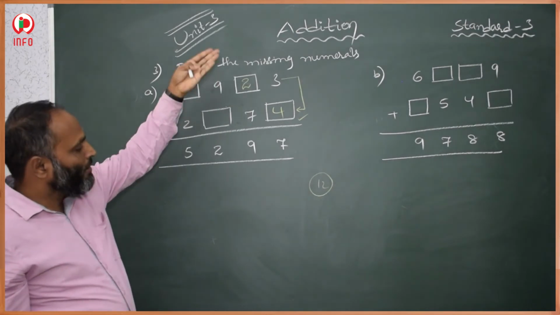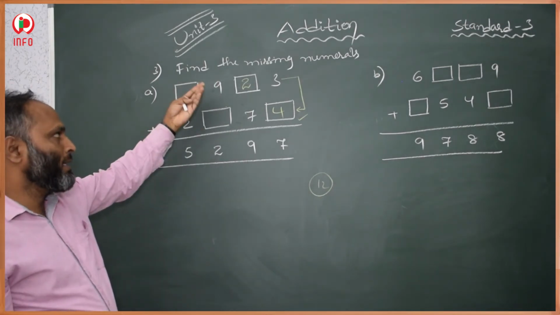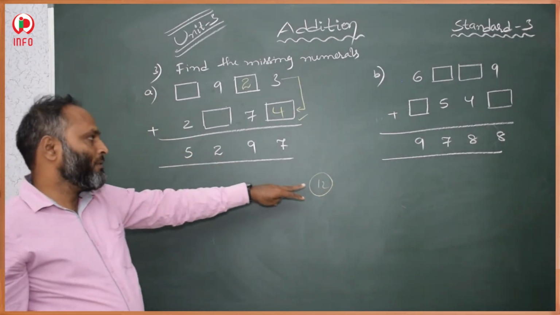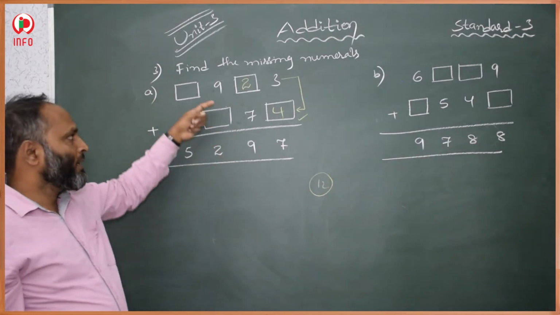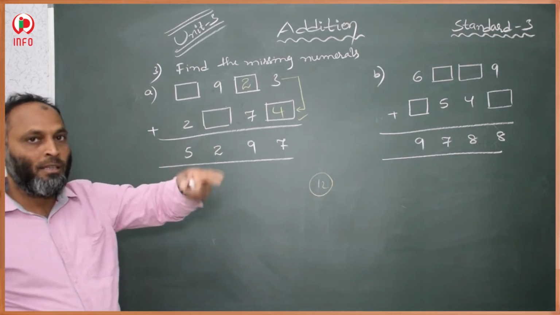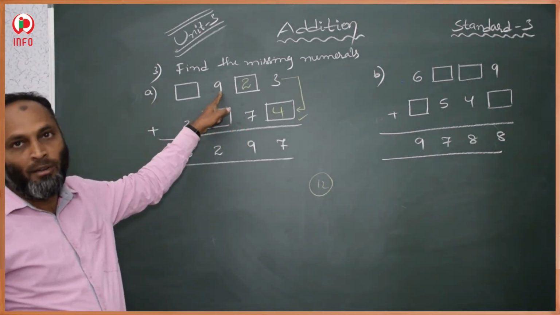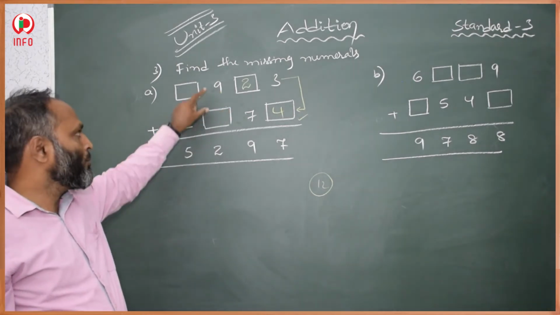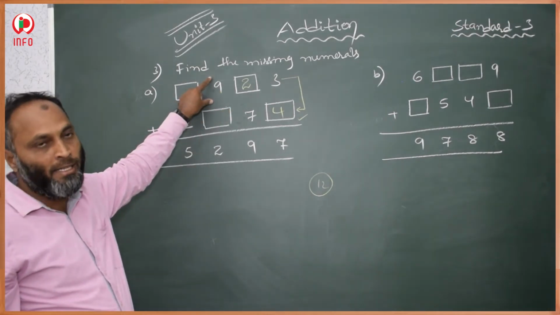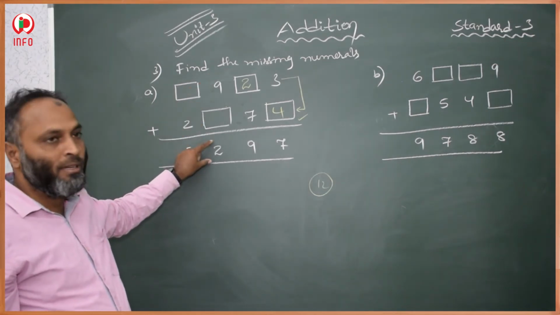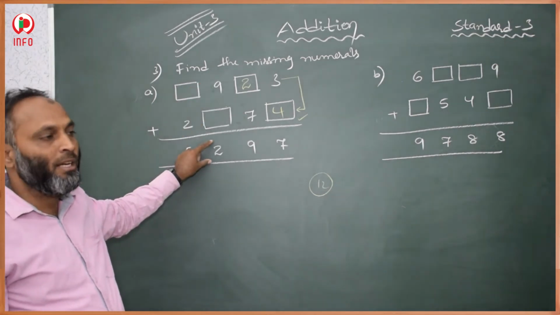So we have to check for more than this number, not less than this number. 9, 10, 11, 12. We check for 12, not for 2. Because in addition, the sum is always greater than this number. The sum is always more than these addends. One addend is 9. The other addend is not 2. It is 12.